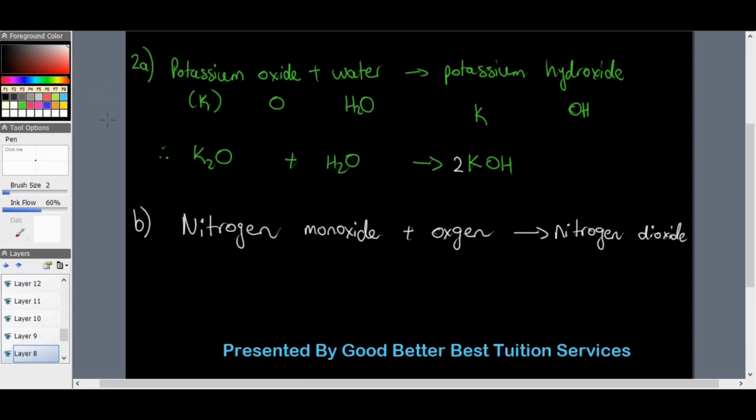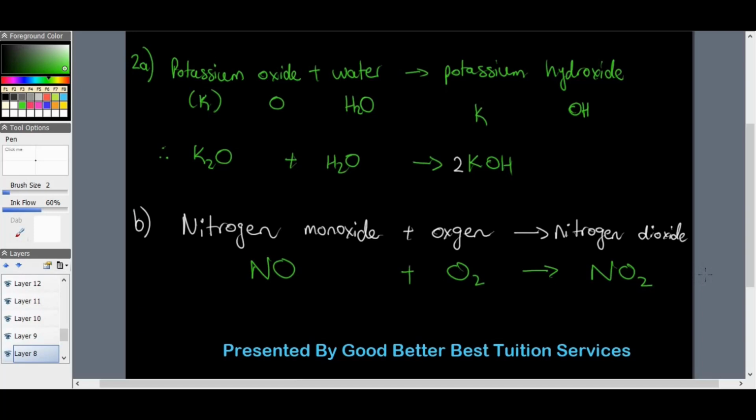Okay, so nitrogen monoxide. Obviously we know the symbol for nitrogen, and for monoxide, mono is 1, so NO. Plus oxygen, we know is O2. Nitrogen dioxide, we all know that one, NO2. Okay, first half of the question all done. The next part is now balancing.